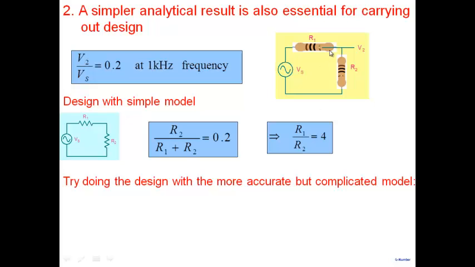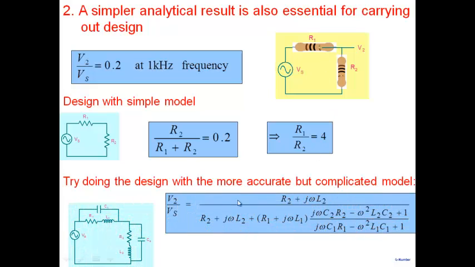Now, suppose I use a more complicated model. Try doing the design with this one. So we have analyzed this circuit. This is the equation that we obtained. Now, what I'm given is the left-hand side, V2 by Vs. And I have to find out the elements on the right-hand side. So design becomes much more difficult.